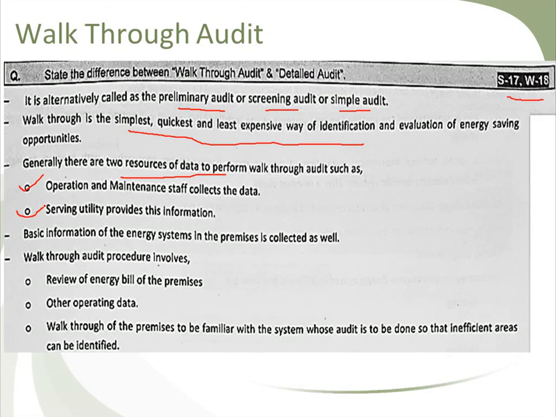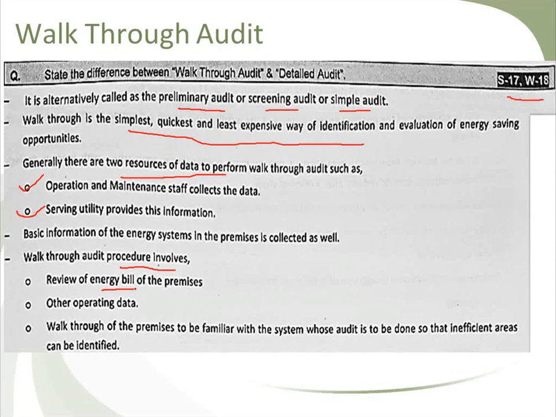Okay, so basic information of the system is collected in this walkthrough audit, and what does the walkthrough audit procedure involve? See here, this is the most important part in walkthrough audit. What are the following points involved? So first is reviewing of the energy bill of the premises.